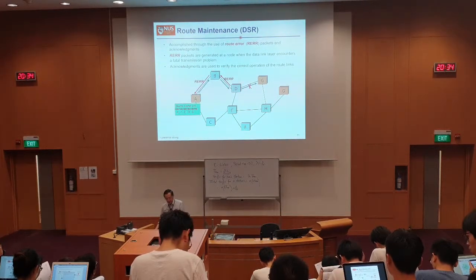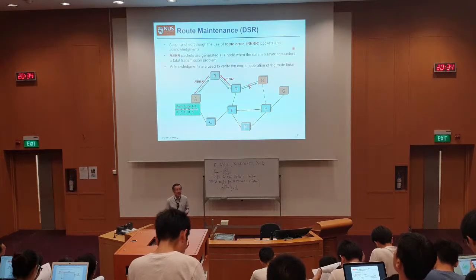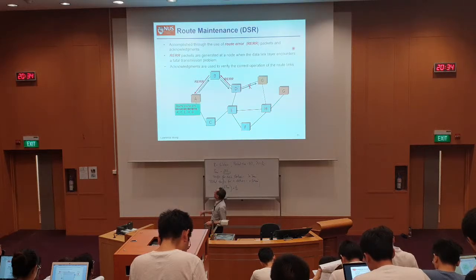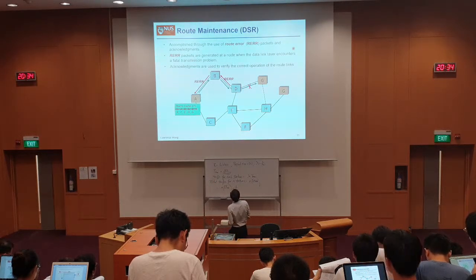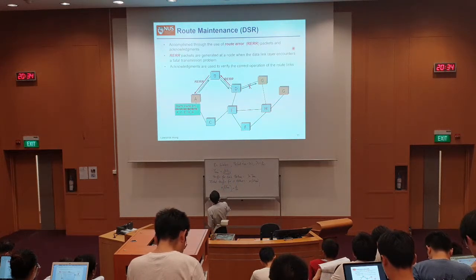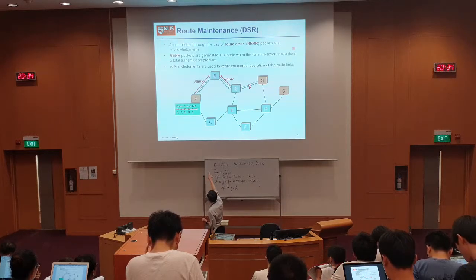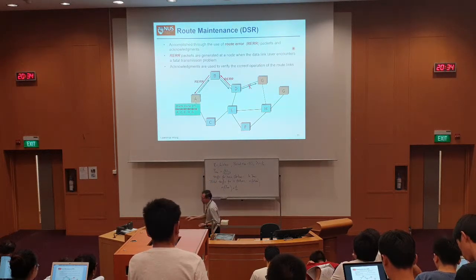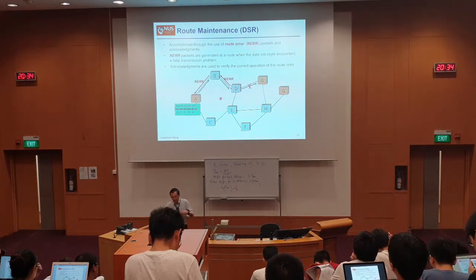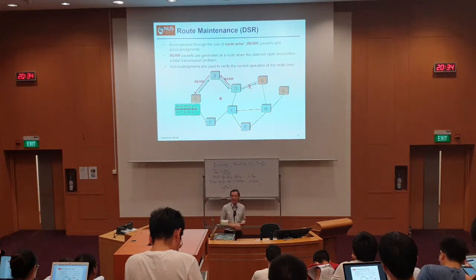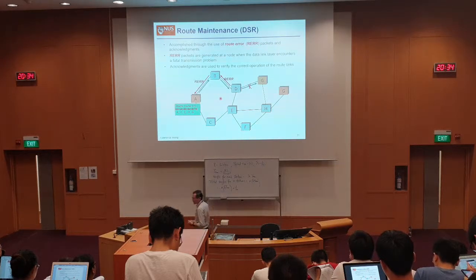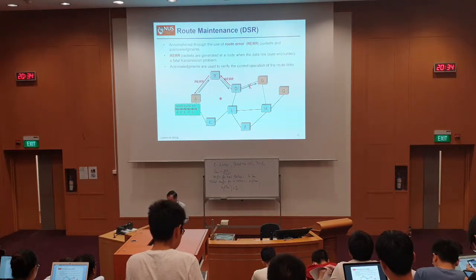Okay, so when it breaks, the node that detects the break will send a route error message. Okay, RERR. So let's say in this example, D to G broke. So it sends a route error message. So now the cache has to be updated, because the path that goes D to G is no longer valid. So then A will initiate a route maintenance, same way. Okay? Any questions?